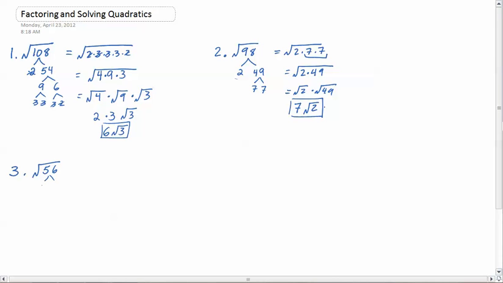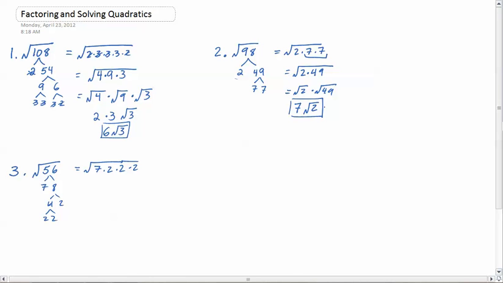So 56 is 7 times 8. 8 is 4 times 2, and 4 is 2 times 2. So this is the square root of 7 times 2 times 2 times 2. Right? 7, 2, 2, 2. Only the things from the ends of the branches. The 4 is in the middle, so I don't count that one.